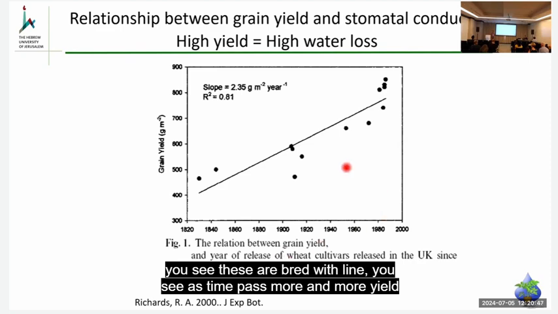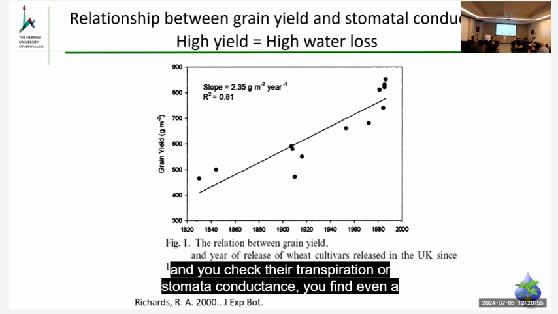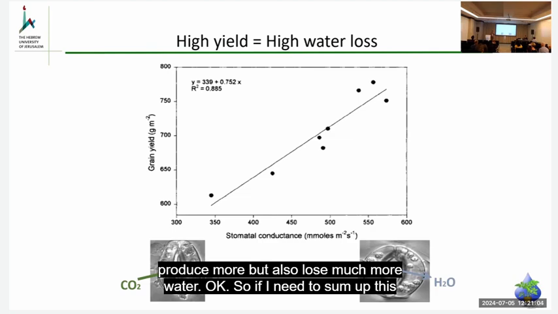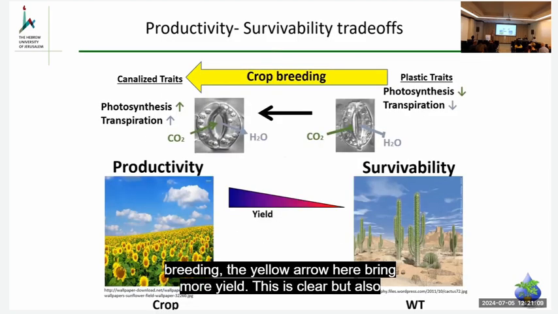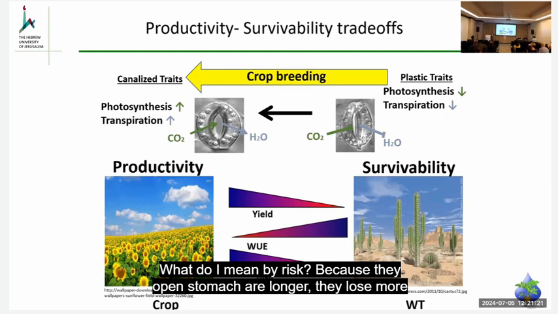You see as time passes, more and more yield is produced. Very logical, very good. But if you take the same lines and check their transpiration or stomatal conductance, you find an even steeper slope. So the modern lines produce more, but also lose much more water, okay? So to sum this up, breeding, the yellow arrow here, brings more yield, this is clear, but it also usually reduces water use efficiency and makes the plant take more risk. What do I mean by risk? Because they open stomata longer, they lose more water, and they are under more drought risk, okay?